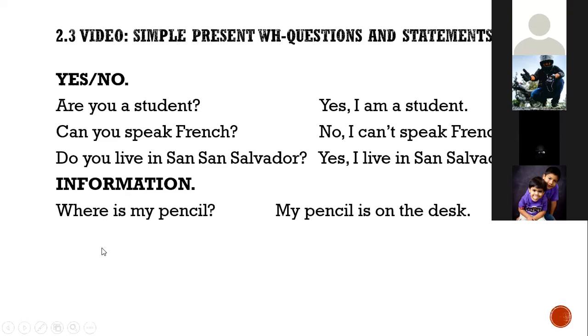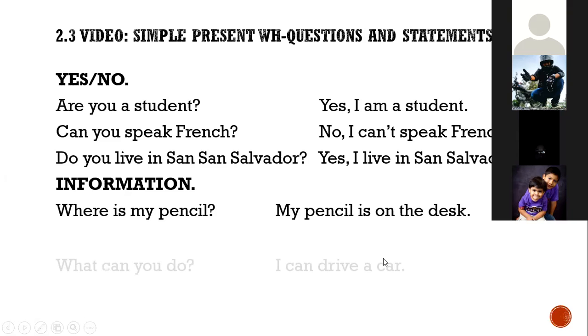Now, for example, where is my pencil? My pencil is on the desk. Notice that I don't say, yes, I am. No. Where is my pencil? My pencil is on the desk, right? Entonces estoy contestando dónde está el lápiz. ¿Eh? This is an open question, right?